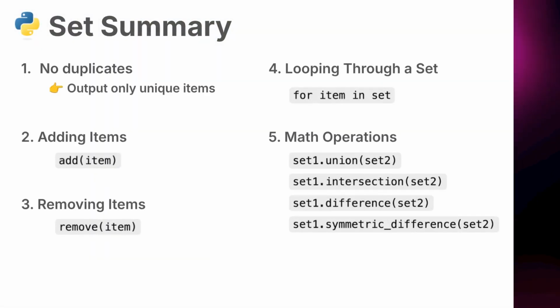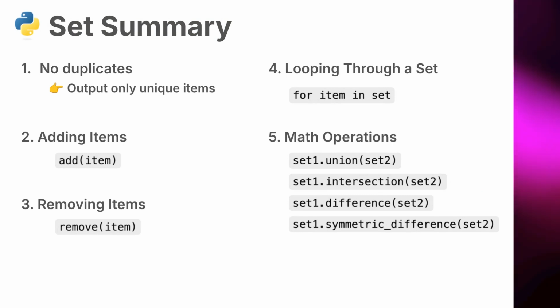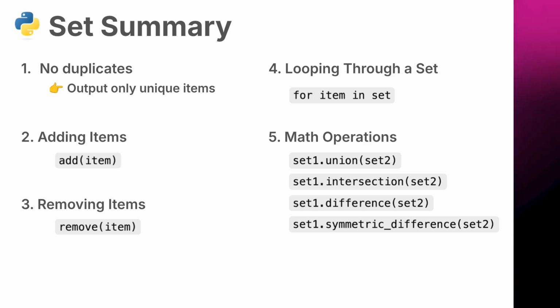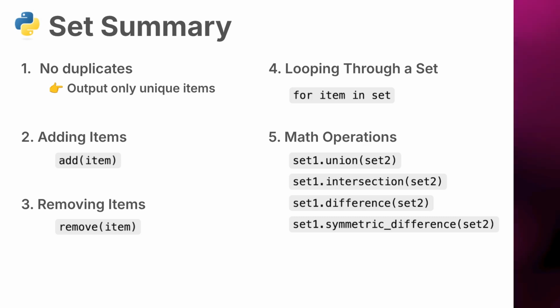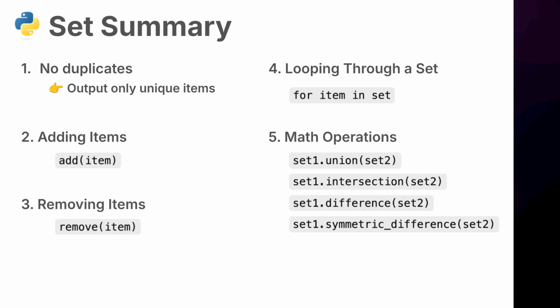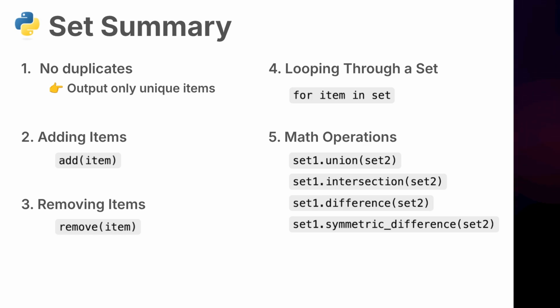This is the summary of the set. We covered these things. 1. No duplicates. A set automatically removes duplicate values. Great for keeping only unique items in your data. 2. Adding items. Use add to insert a new item into the set. If the item already exists, nothing changes.